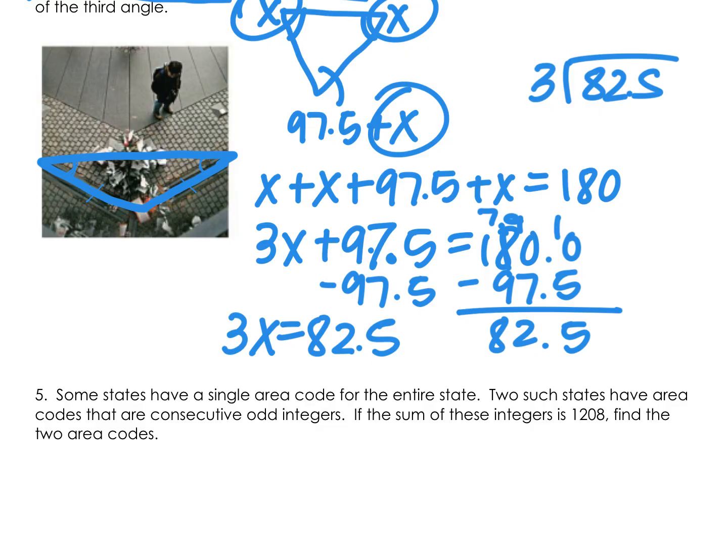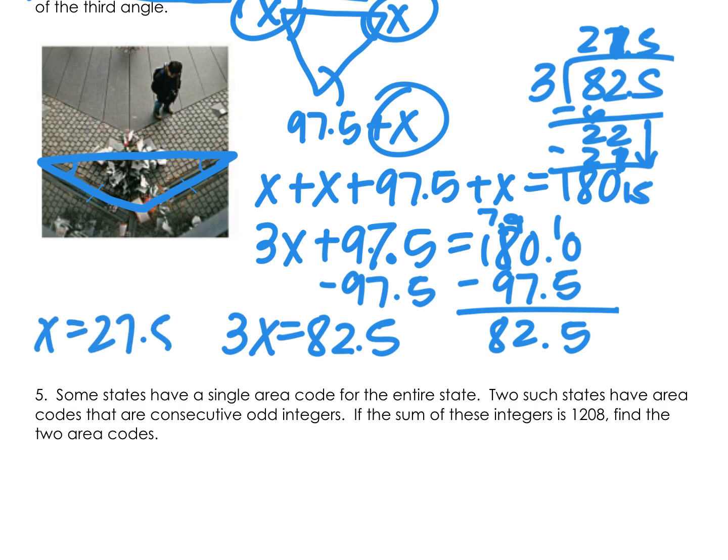why are y'all getting out your calculators? I know how to do it. Maybe, right? That should be 27.5. X equals 27.5. Look at me doing division, killing it.